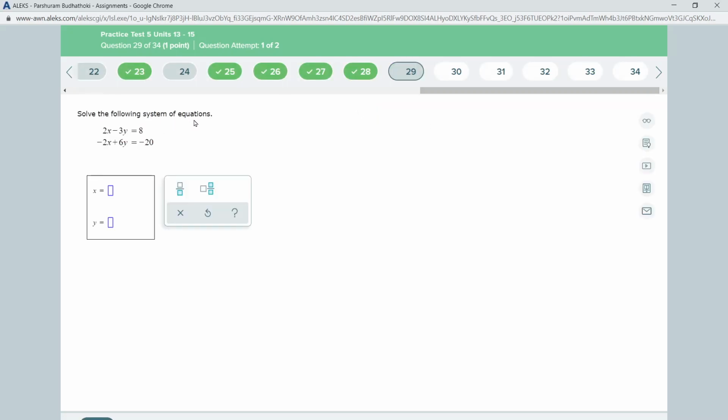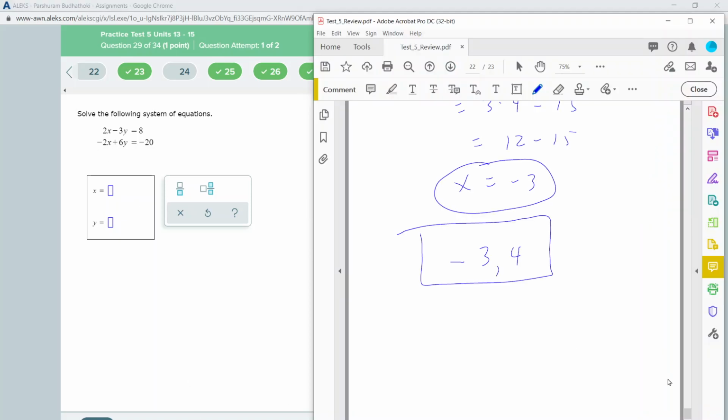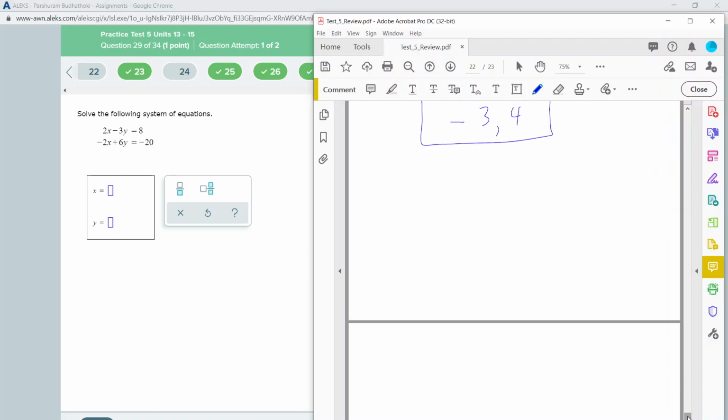Okay, solve the following system of equations. You can use any method for solving this one. I'm going to use the addition method, because if you add these two equations, the 2x and negative 2x will be cancelled out. So it will be easier for me.